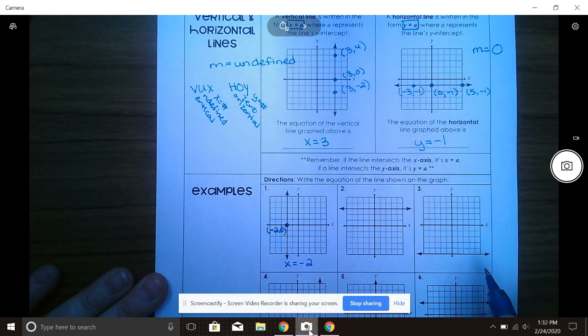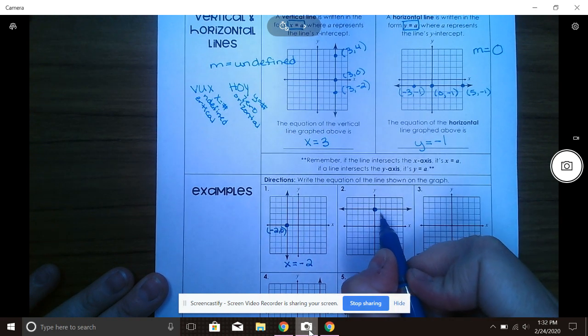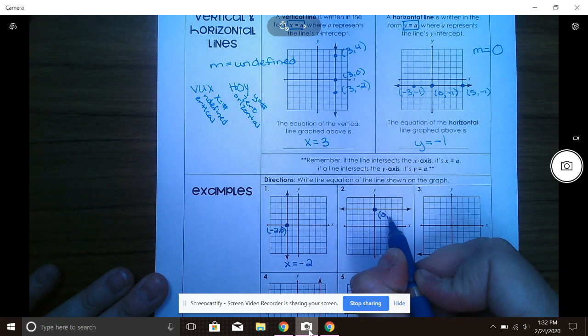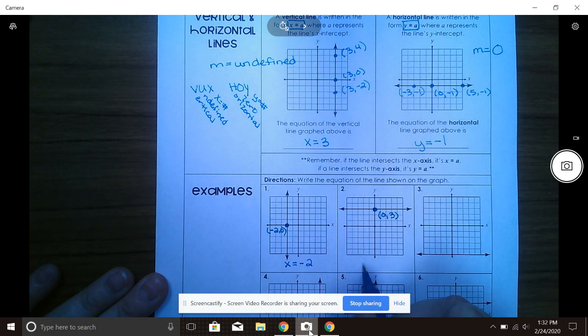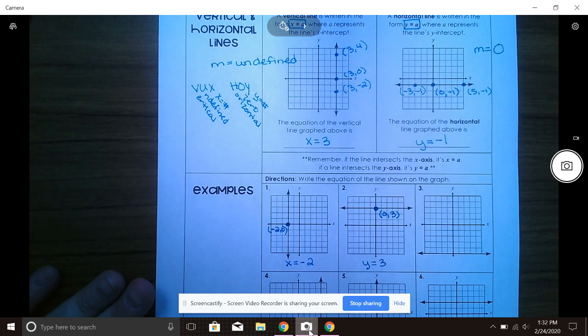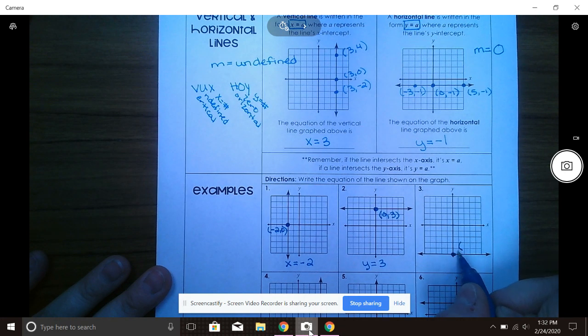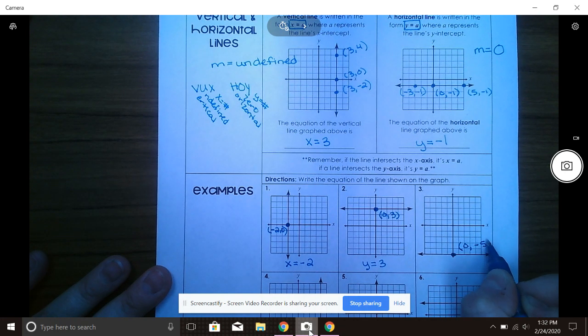Example 2 is a horizontal line that cuts through the y-axis. This y-intercept is the point over 0, up 3, which tells us our equation is y equals positive 3. And our final example to do together in number 3 is a horizontal line cutting through the y-axis. The intercept is over 0, down 5, so (0, -5), which makes our equation y equals negative 5.